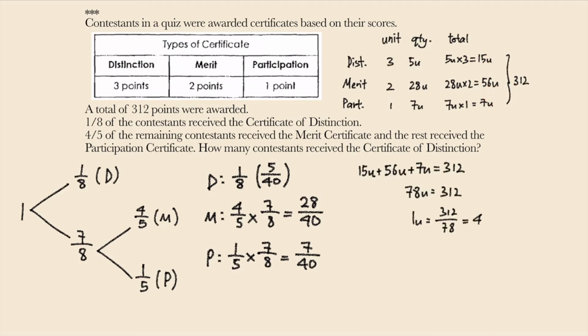Well, let's form an equation then. 78 units is 312 points. 1 unit is 4. We can find the actual number of students now. How many received distinctions? If 1 unit is 4, then the number of students who got distinctions would be 5 units times 4. That's 20 actual students who scored distinctions. And that's your first level 3.